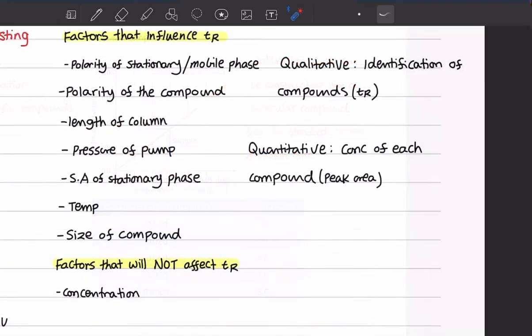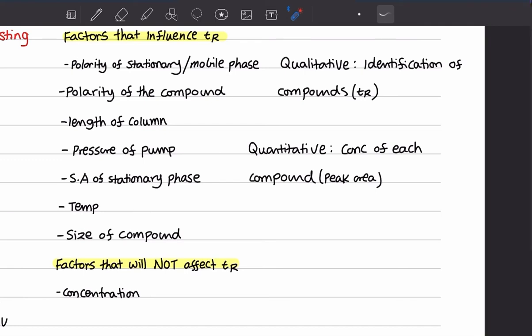So now for the final bit of the lesson, we're just going to finish off by talking about some of the factors that affect the analysis of HPLC. So starting off with an obvious one, if the polarity of the stationary phase and the mobile phase is different between trials, then you're probably going to expect different results. I've already discussed this one before, so I'm not going to waste too much more time on this.